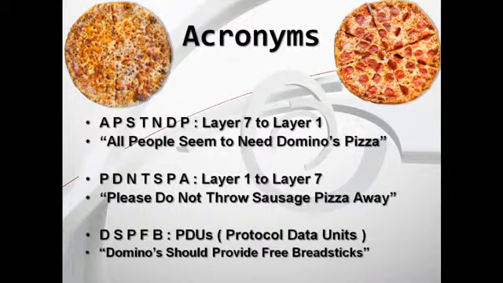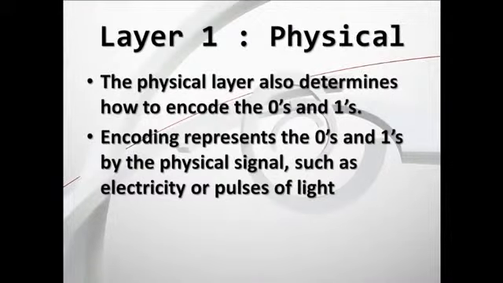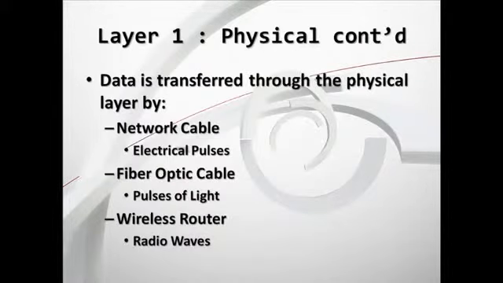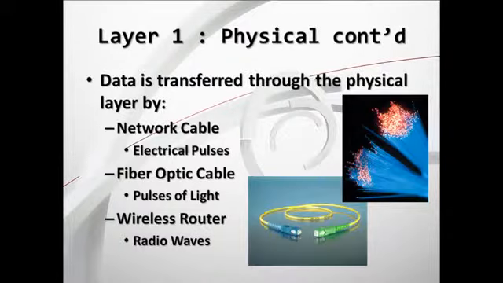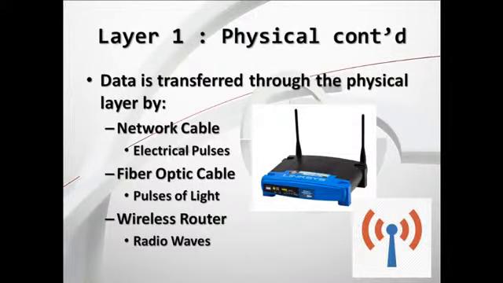Now we will talk about the individual layers of the OSI model. Layer 1 of the OSI model is the physical layer. The physical layer encodes the data that's in the form of zeros and ones into the form which the device uses to transfer data. The three common methods the data is transferred through the physical layer are a network cable, which encodes data into electrical signals, fiber optic cable, which uses pulses of light, and/or a wireless router, which transfers data in the form of radio waves.